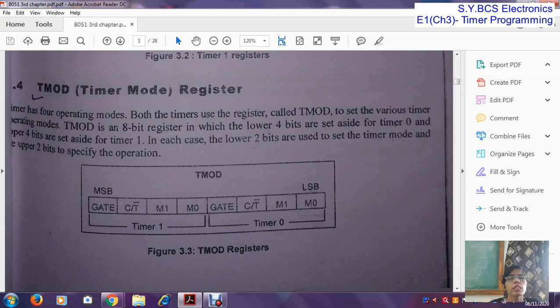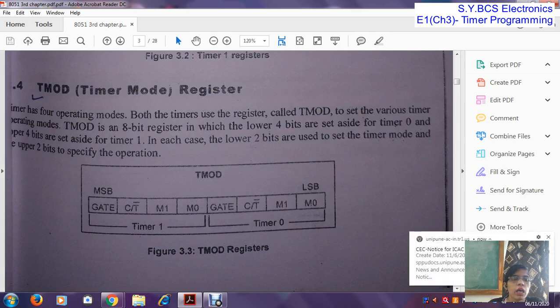So the TMOD register is an 8-bit register. Its lower 4 bits are used for the timer 0 register, and its upper 4 bits are used for the timer 1 register. In each case, the lower 2 bits are used to set the timer mode, and the upper 2 bits specify the operations.